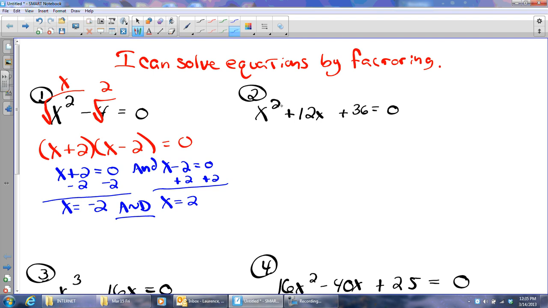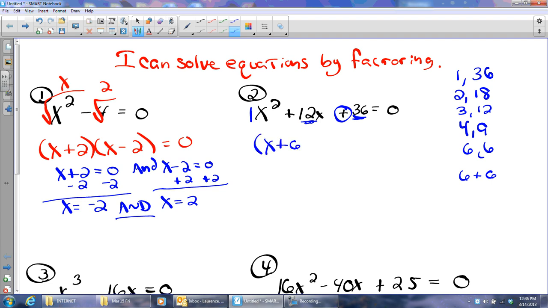All right, here's problem 2. It's a trinomial this time. Lead coefficient is 1. So I'm going to list the factors of 36. 1 and 36. 2 and 18. 3 and 12. 4 and 9. 6 and 6. And I need two factors of 36 that add to get to 12. Well, that'd be 6 plus 6, wouldn't it? So I'm going to factor this as x plus 6 and x plus 6.